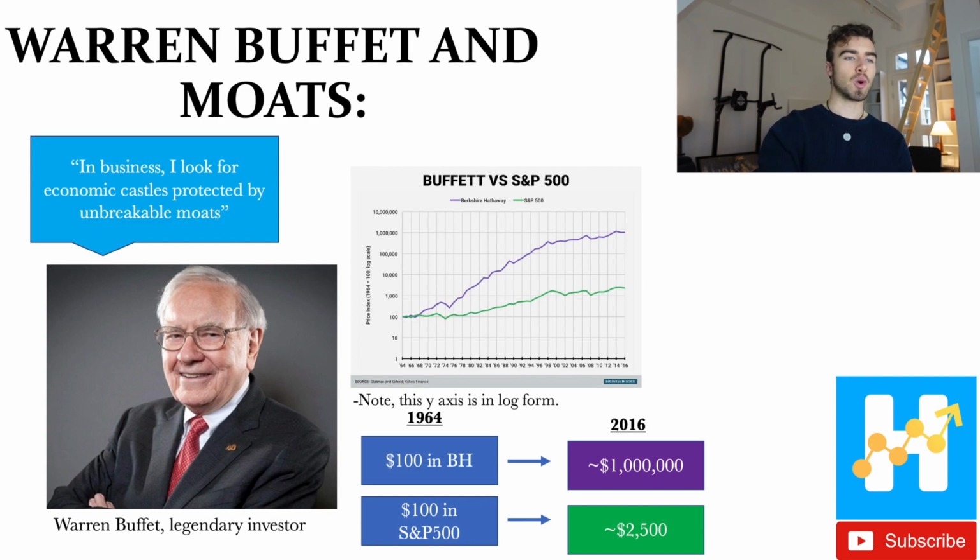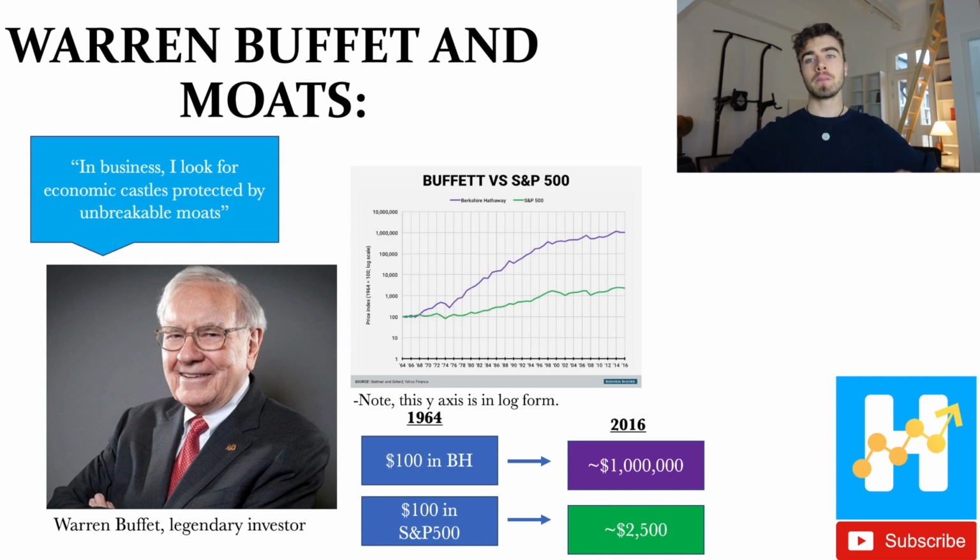I just wanted to quickly show you guys Warren Buffett's returns versus the S&P 500, just as a reminder. Here we are. Purple is Berkshire Hathaway, his parent company, and in green we have the S&P 500, aggregated top 500 companies by market cap in the US, and you can just see the difference. For anybody who thinks this graph isn't that impressive, note that the y-axis is in log form, so it goes 10, 100, 1000 compared to 100, 200, 300.